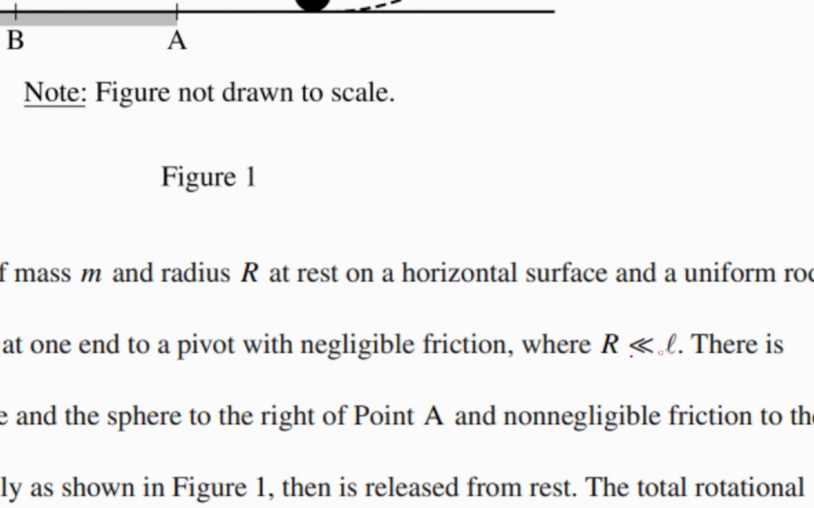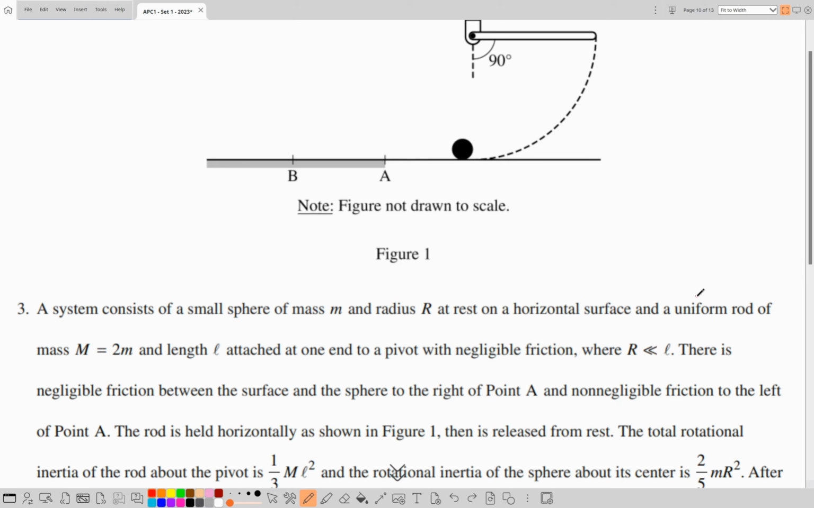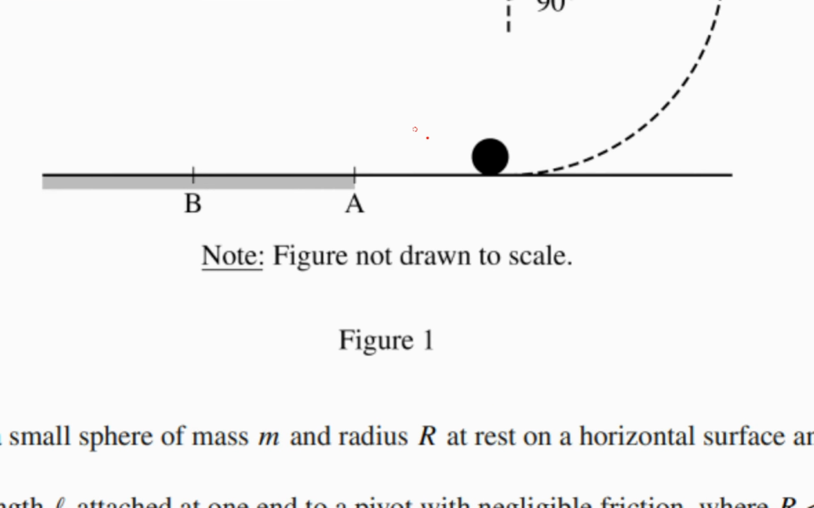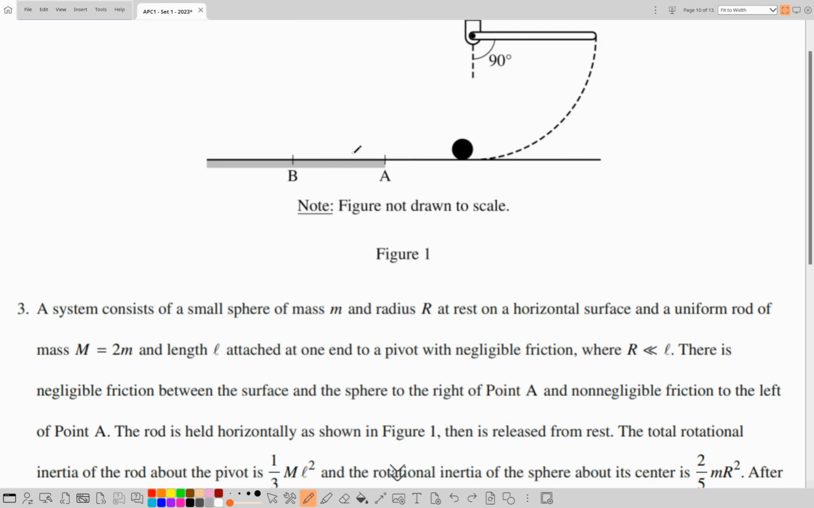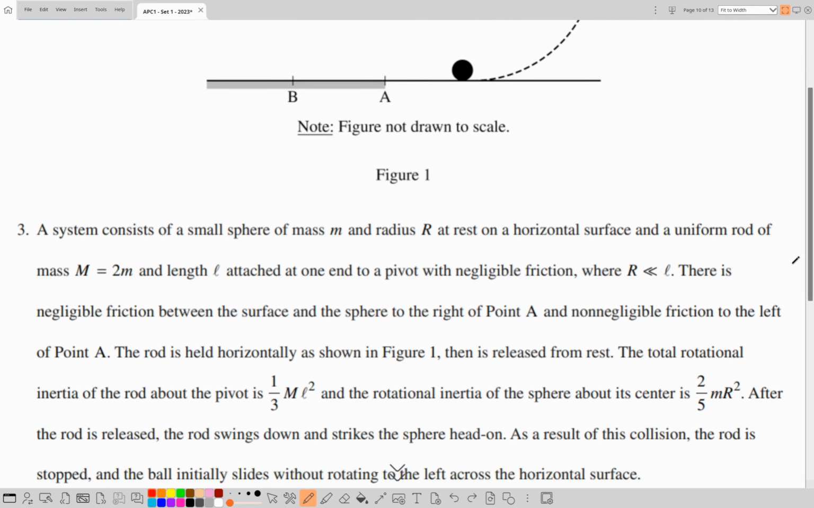Now this symbol means that it's much smaller. There is negligible friction between the surface and the sphere to the right of point A, and non-negligible friction to the left of point A. So here basically we don't have friction, here we have friction, and there is negligible friction at the pivot, which means we can use the conservation of energy.